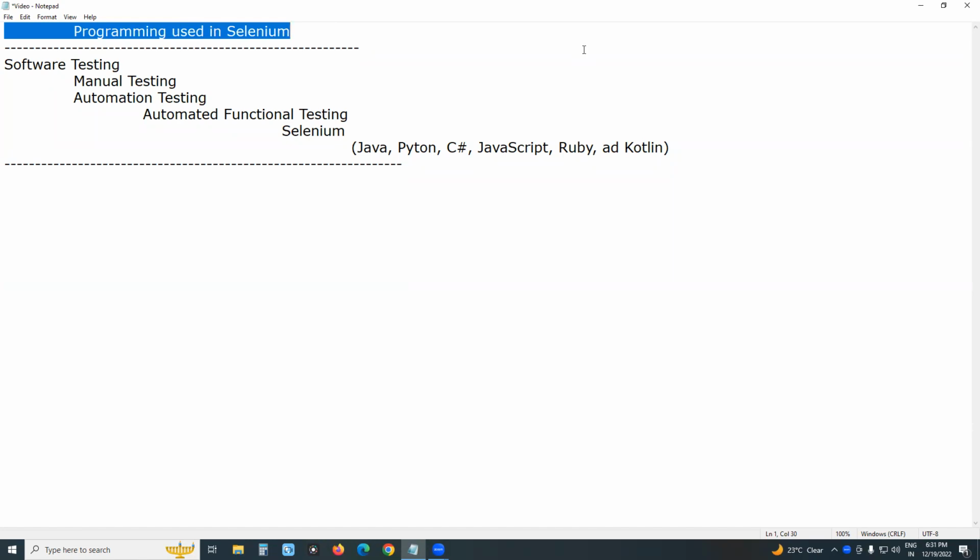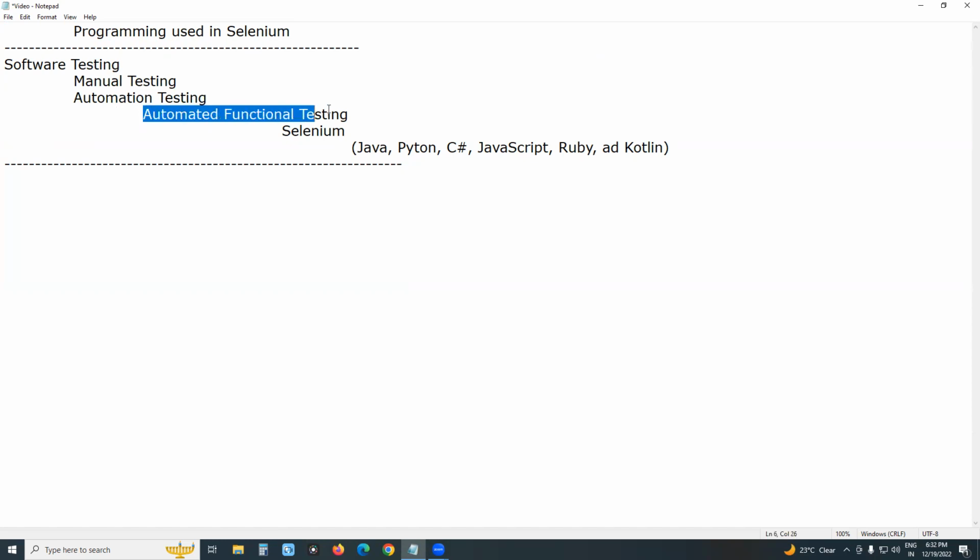Programming used in Selenium. See, Selenium is a test tool for conducting functional testing. Software testing can be done in two ways. One is manual testing, another is automation testing or automated testing. We have several types of automation testing: automated functional testing, automated performance testing, automated API web services testing, automated mobile testing, etc. Our Selenium is used for automated functional testing.